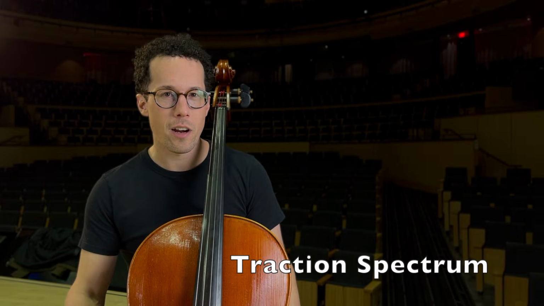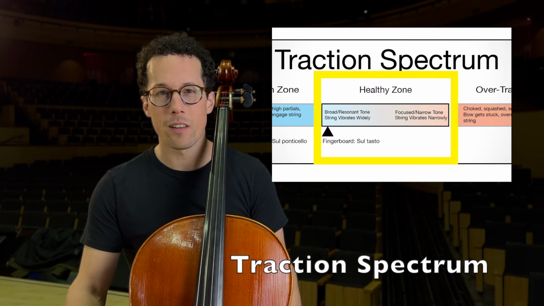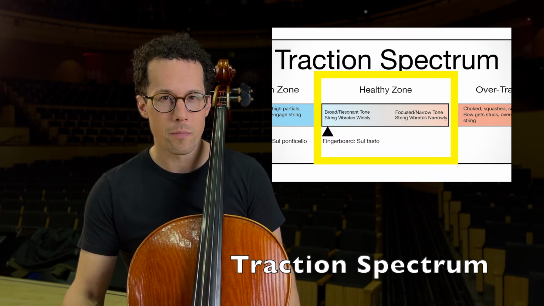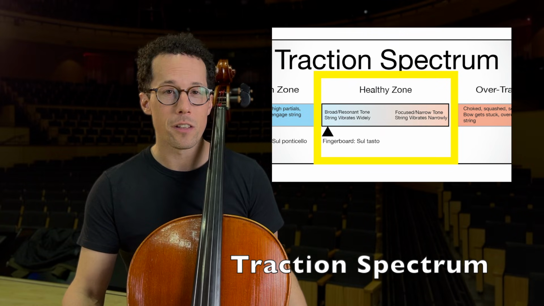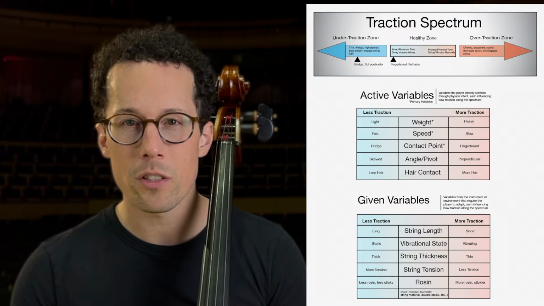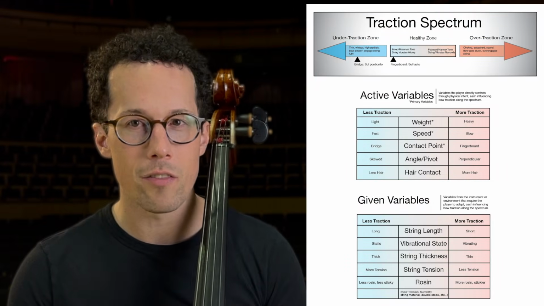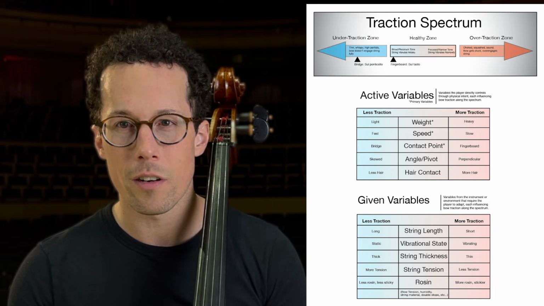Take another look at the traction spectrum. Healthy tone production lies at the center of the traction spectrum, where the amount of traction allows for the string to vibrate freely. Below the spectrum are variables, both active and given. You can download a PDF of this chart in the description below.